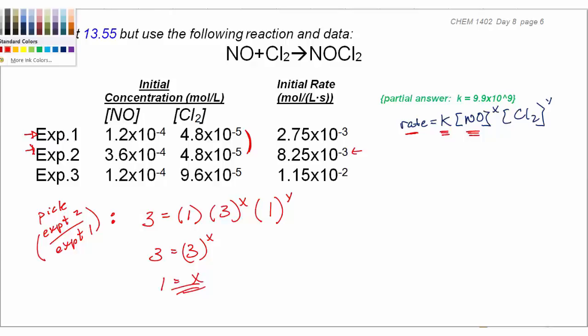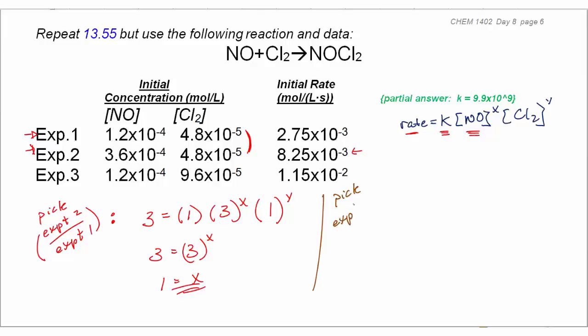Okay. Let's see if we can find another couple experiments. Let's pick what experiment divided by what experiment. Let's try 1 and 3, right? Because now you want the other one not to change. And it looks like experiment 3 has bigger numbers. So we need to divide experiment 3 by experiment 1's data.